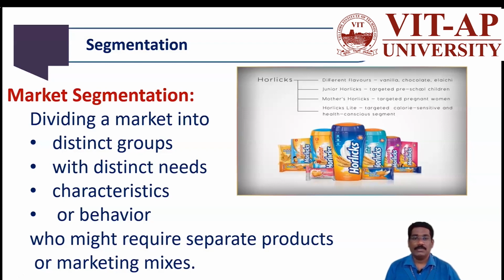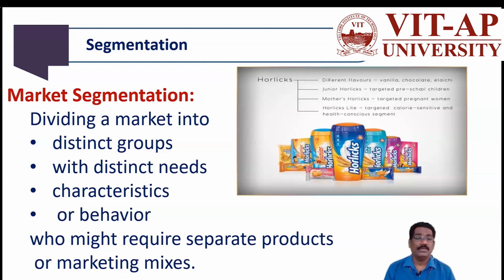So let us talk about, let us take an example of Horlicks. Horlicks has come out with different flavors to cater to the different segments of audience who want different taste flavors. For example, Horlicks has come out with vanilla. It also has chocolate flavor, elachi flavor, etc.